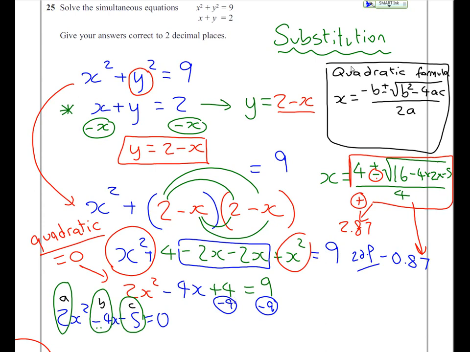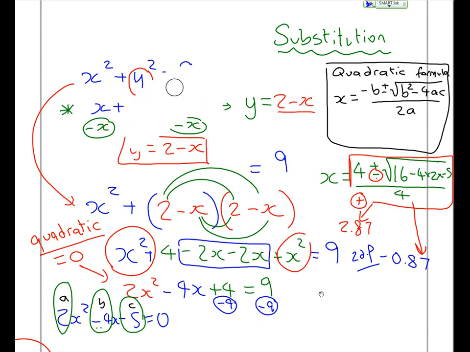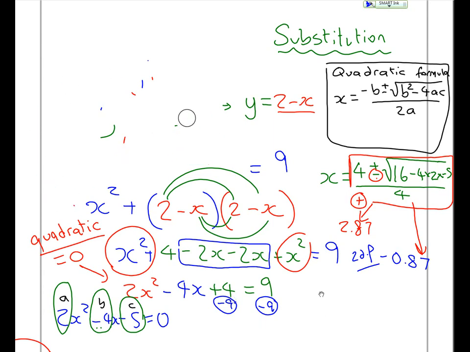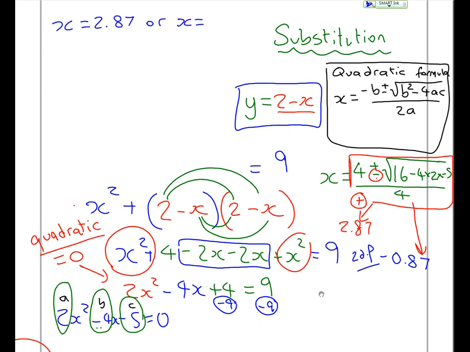So, we've got two answers, but they're answers for x. Okay? This is a very big question. I'm afraid I'm going to have to rub out some previous working out because we've still got to find the y values. So it's a very long, very difficult question. You'll notice I've fortunately left that y equals 2 minus x. That's what we're going to use to find the y values. So x could equal 2.87 or x could equal minus 0.87.